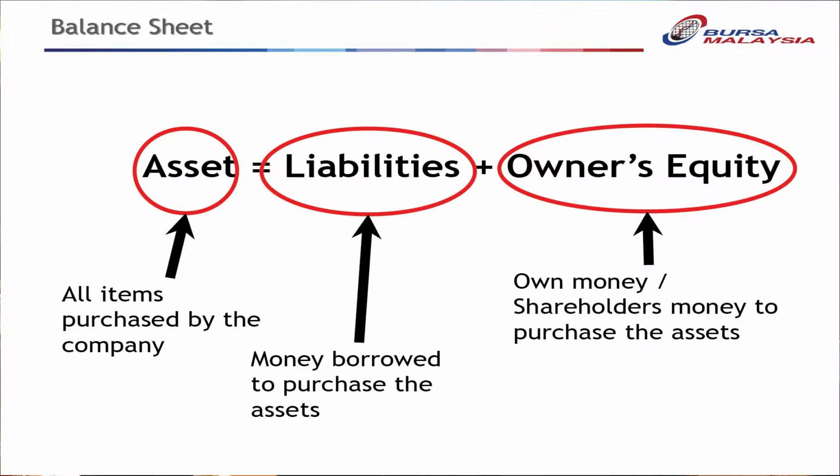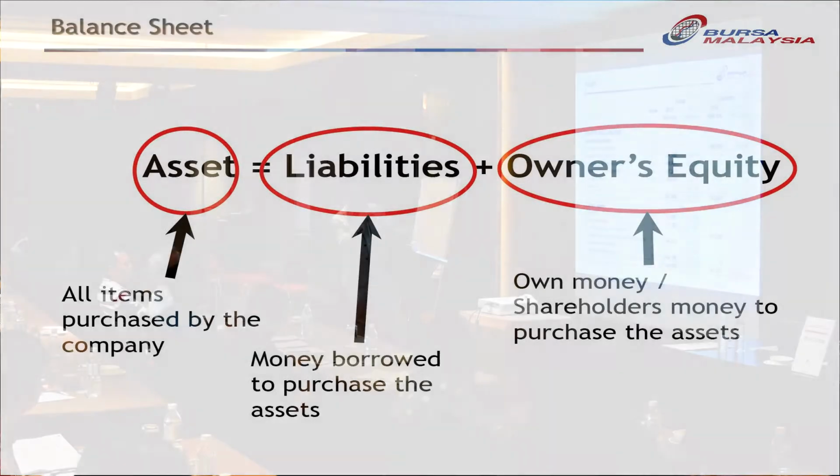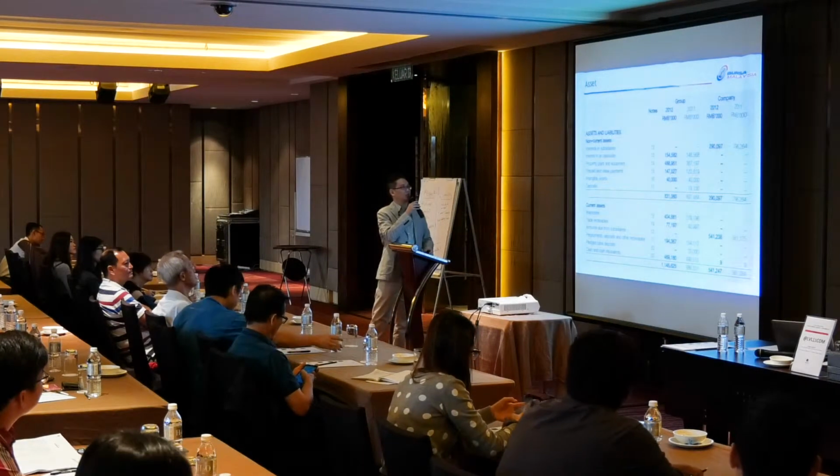Why is it called a balance sheet? Because assets must always be equal to liabilities plus equity. That's why it's called a balance sheet. Okay, so this is how a balance sheet looks like.